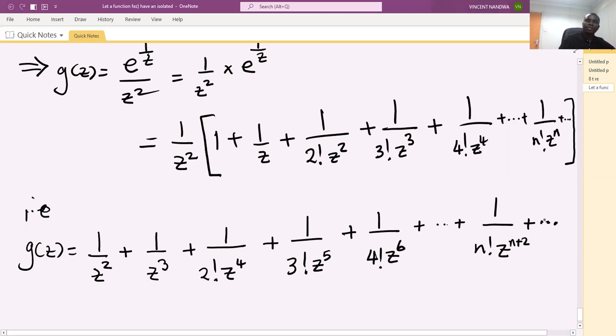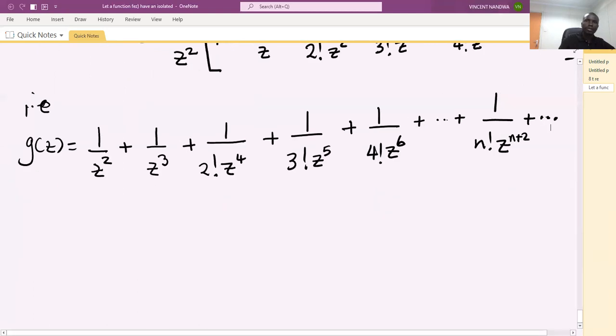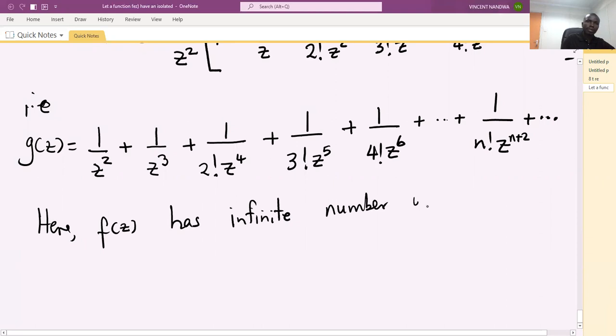So if you take the limit of this function as z approaches 0, you get infinity. So we say here, the function has an infinite number of terms in negative powers of z.